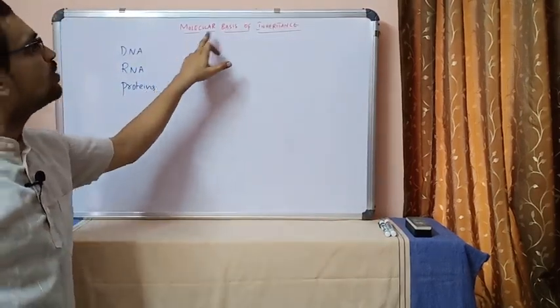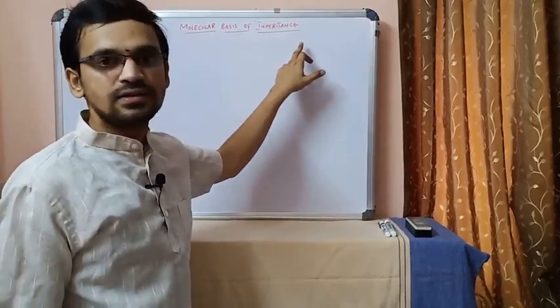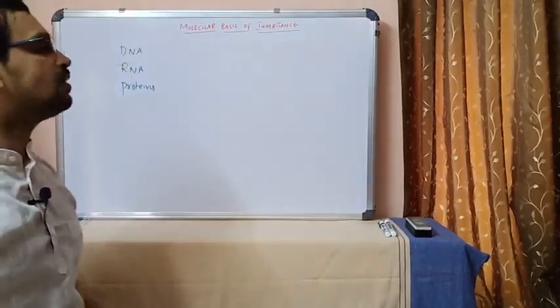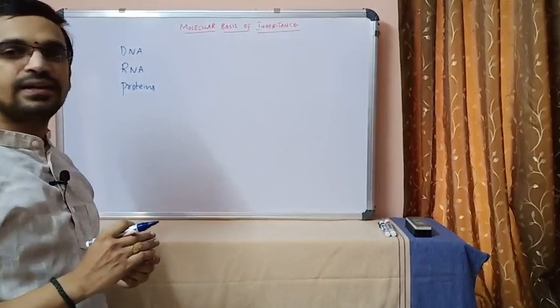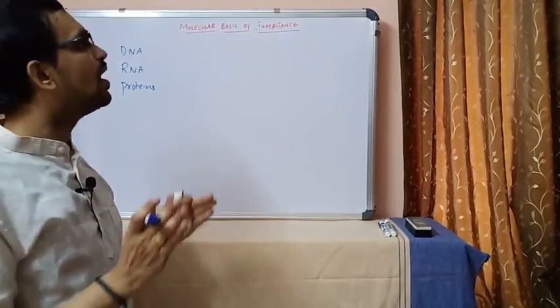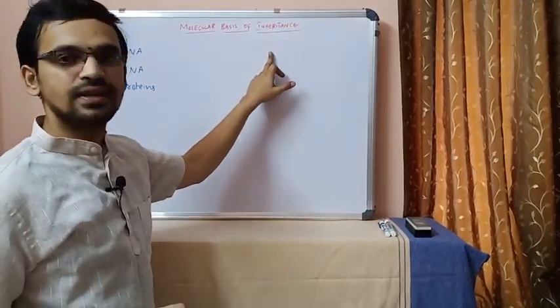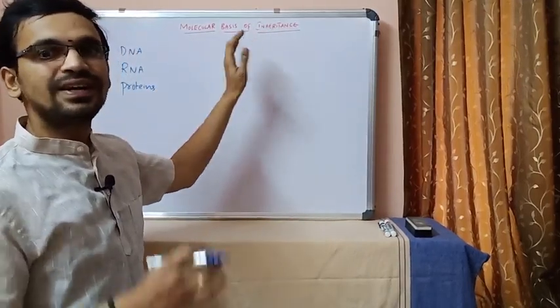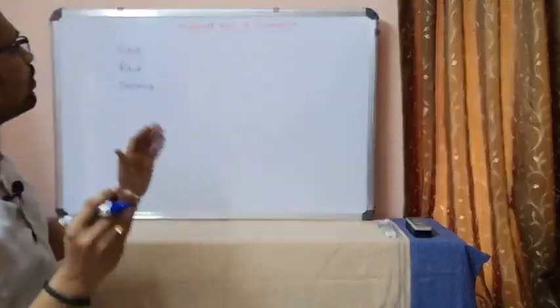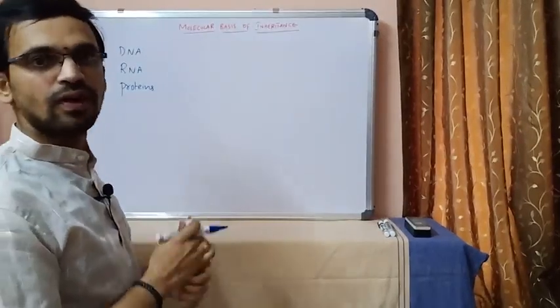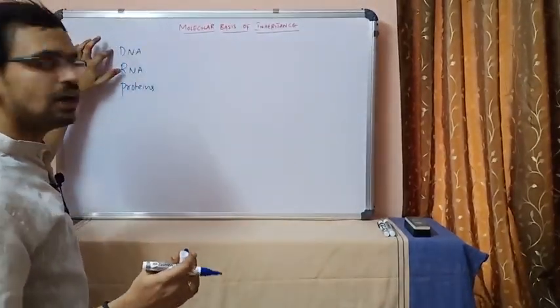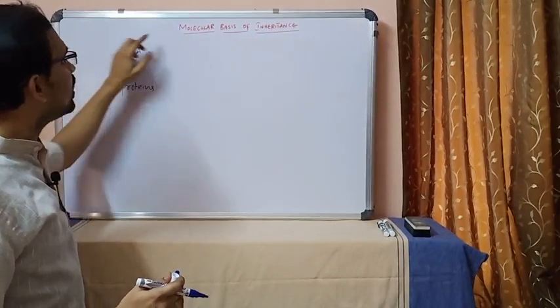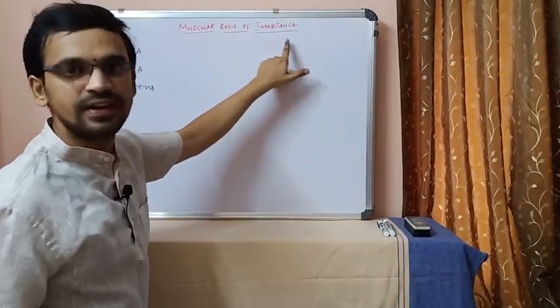So, first of all, we should understand what is inheritance. Inheritance is nothing but the transfer of characters from one generation to other generation. So what is molecular basis of inheritance? For the transfer of characters, some of the molecules play an important role. What are those molecules? DNA and RNA. DNA and RNA are the basis of inheritance.